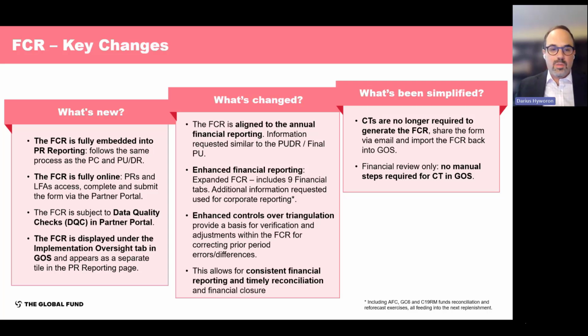The triangulation, we'll talk about that later, is enhanced, and it will allow for better verification of any adjustments. And this will also allow for consistent financial reporting and reconciliation. So what is being simplified is that for the CTs, you will no longer, PRs, get an email from your CTs with an Excel file. You will get a link to the online form, and you will complete it in a similar way to the PU. So that's very quickly about some of the key changes around the financial closure report.